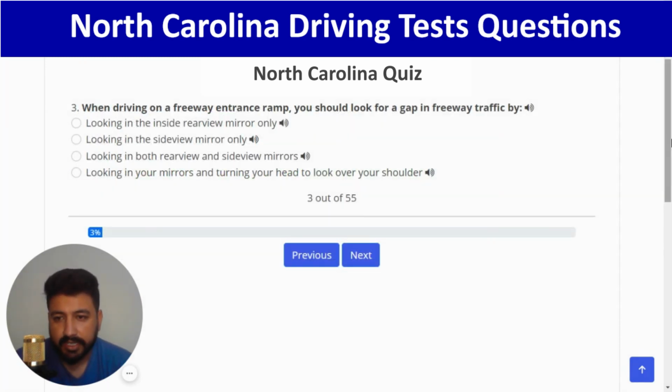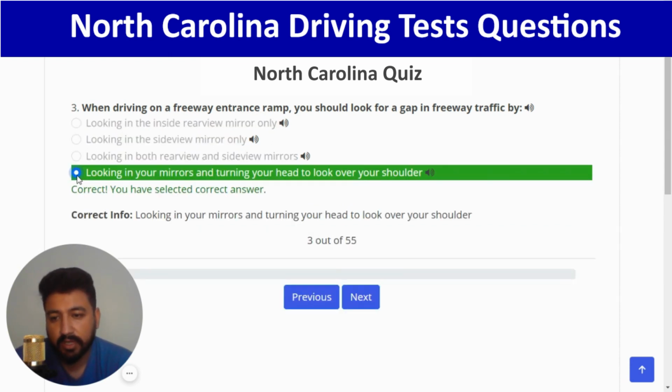The third question is when driving on a freeway entrance ramp, you should look for a gap in freeway traffic by. The right answer is looking in your mirrors and turning your head to look over your shoulder. So it seems like the last option is the right one. So I'm going to click on the last option, correct, and next.